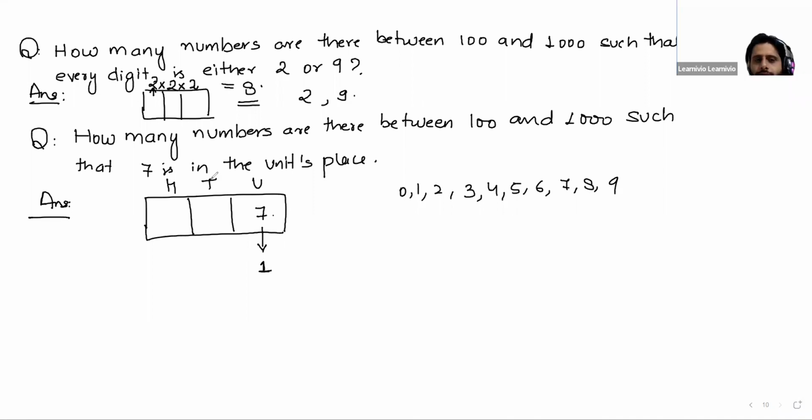Here, can you tell me whether repetition is allowed or not? Sir, repetition is allowed. Very good. Can you tell me at this place how many options we have? Sir, 10. Can we use 0 here? No, sir, we can't. So it's 9. How many options here? 10, sir. Multiply this. 90. Rishan, this clear?